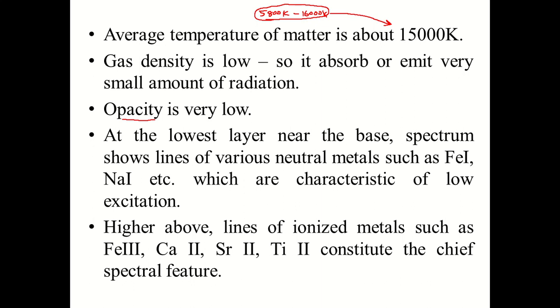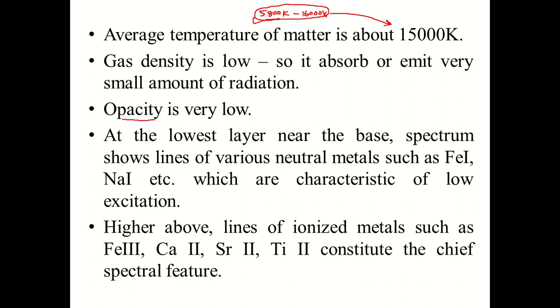Now if we observe the spectrum of this chromosphere, that gives the information regarding the elements present in that layer. If you consider the lowest layer near the base, the spectrum shows the lines of various neutral metals such as iron and sodium. Neutral metals indicate that the temperature is very small. So the temperature in the lower layer near the base is small, around 5,800 Kelvins.